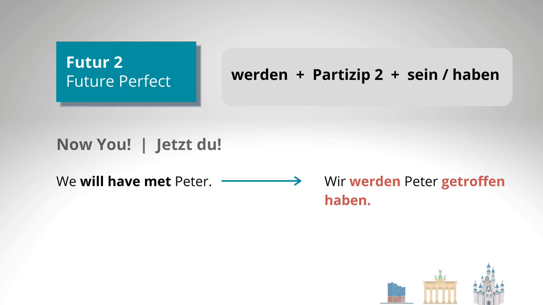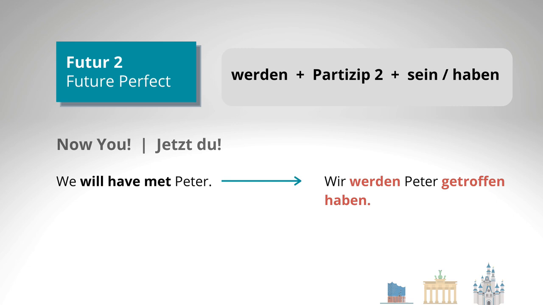Let's practice that. In the following, I will give you a sentence in the future perfect in English, and your task is to translate it into German. We'll do the first sentence together. Our first sentence is, we will have met Peter. Will have met is our future perfect, so will plus have plus past participle of to meet, met, will have met.